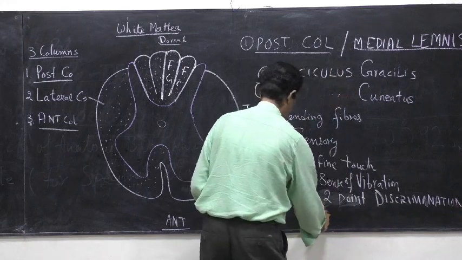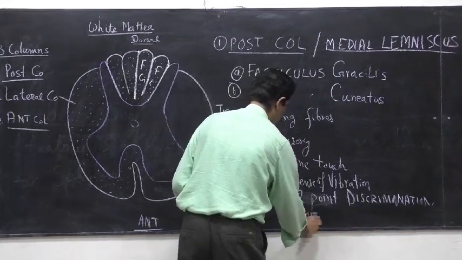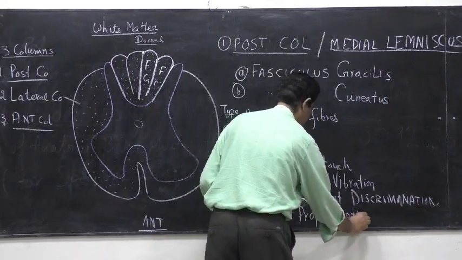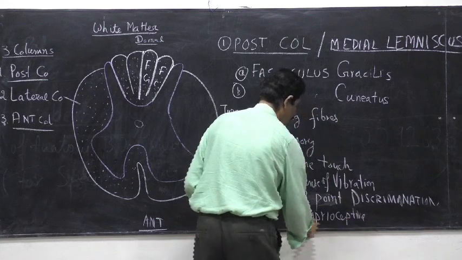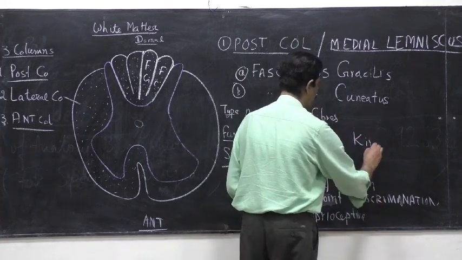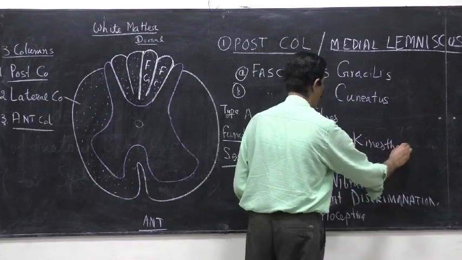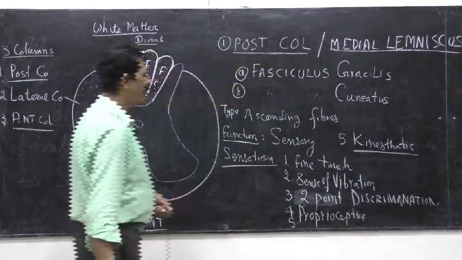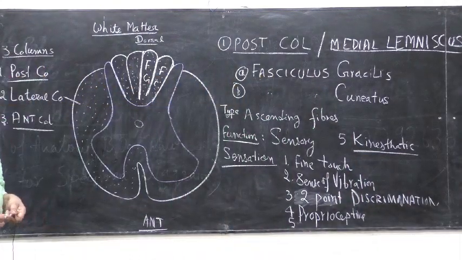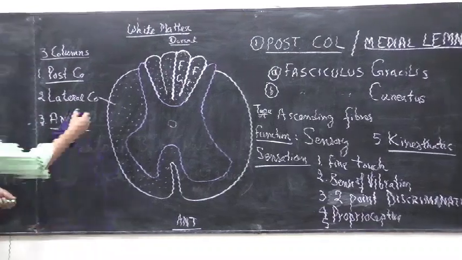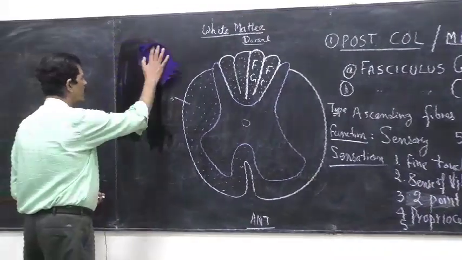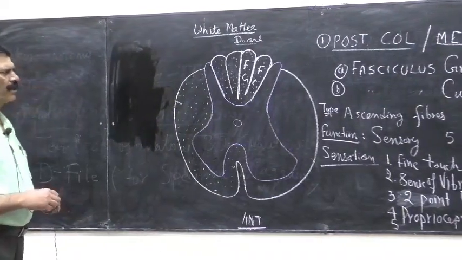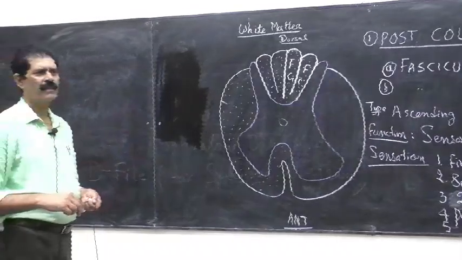And the fourth type of sensation is the proprioceptive. And the fifth type of sensation is the kinesthetic. So these five types of sensations are carried together, and they are also called posterior column sensations. Posterior column sensation. So you have to explain each and every sensation.